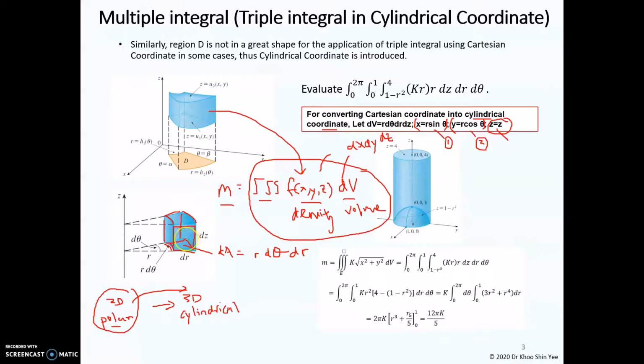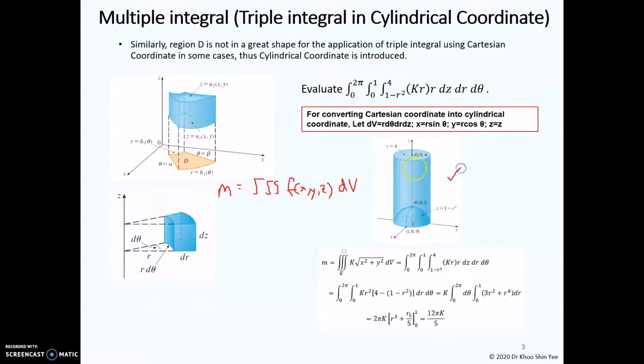And from here, to find the volume, you can take the previous area and multiply it with the Z. So this gives you the equation here. By using these four equations, then we can convert the Cartesian coordinate to the cylindrical coordinate.